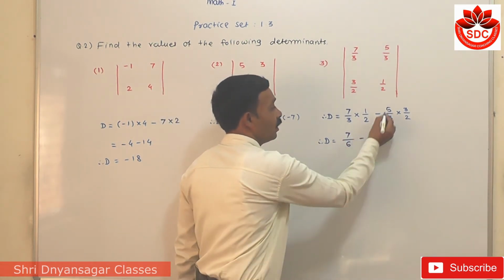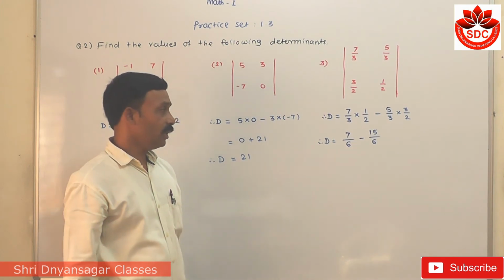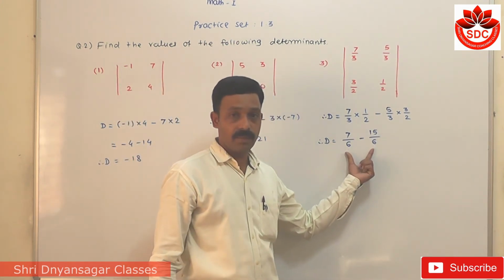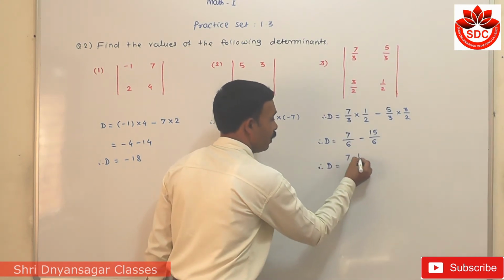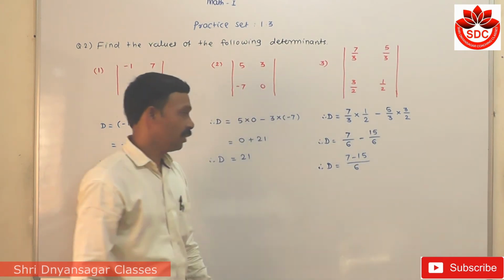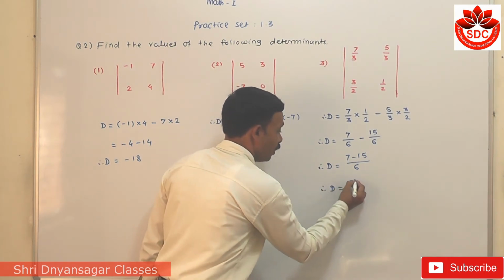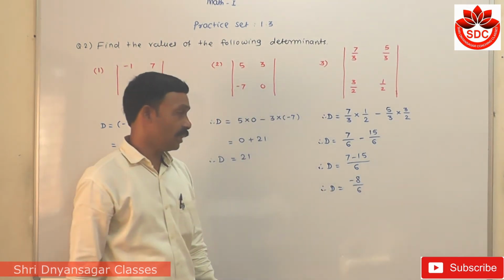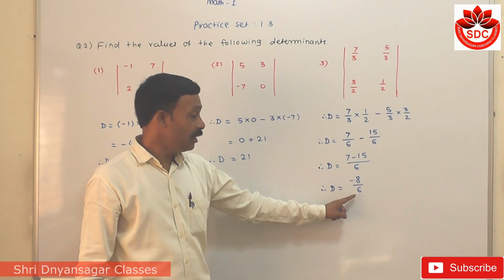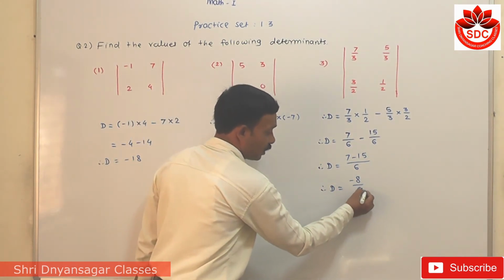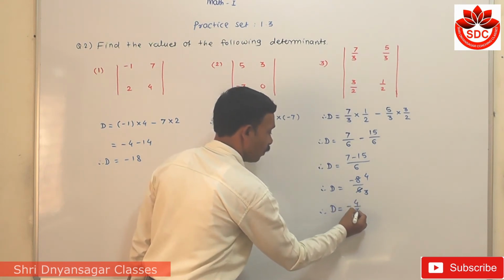Then minus 5 3s are 15 upon 3 2s are 6. Observe carefully students, here the denominator is the same, so we can subtract the numerators. Therefore D is equal to 7 minus 15 upon 6. Now the subtraction of these two is how much? Minus 8. Give the sign of the bigger number, and 6 is as it is. 15 is the bigger number having a minus sign, so we give minus here. Then simplify it by using 2 3s are 6 and 2 4s are 8. So the value of this determinant is minus 4 upon 3.